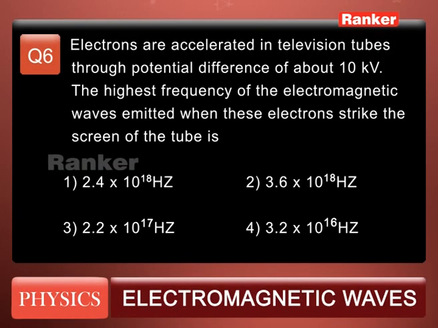Now see question number 6. The electrons are accelerated in a television tube through a potential difference of about 10 kilovolt. The highest frequency of the electromagnetic wave emitted when these electrons strike the screen of the tube is? The first option 2.4 into 10 power 18 Hz. Second option 3.6 into 10 power 18 Hz. Third option 2.2 into 10 power 17 Hz. And the fourth option 3.2 into 10 power 16 Hz.